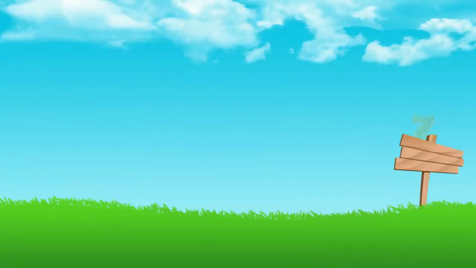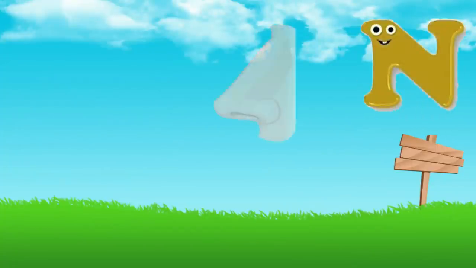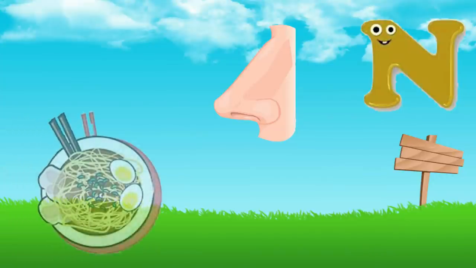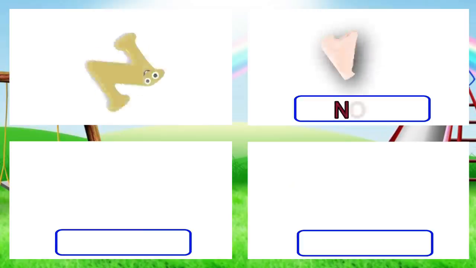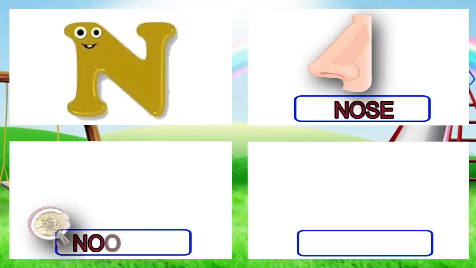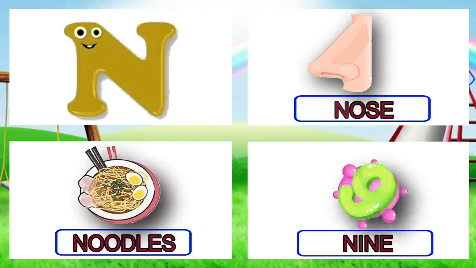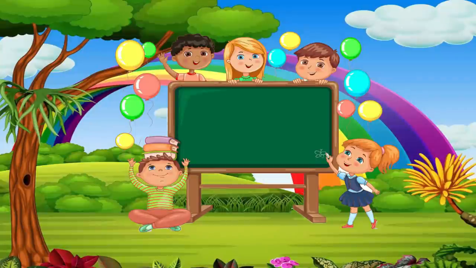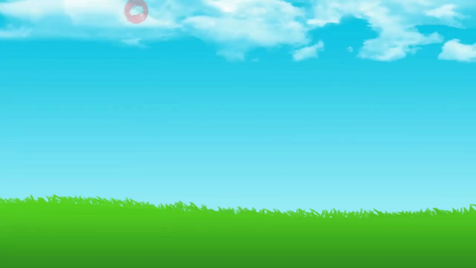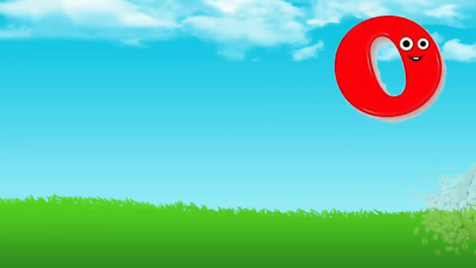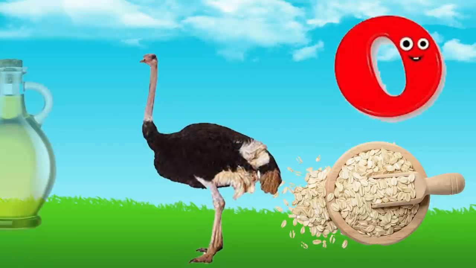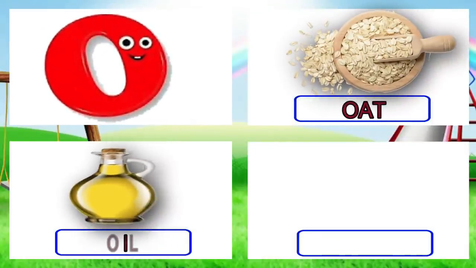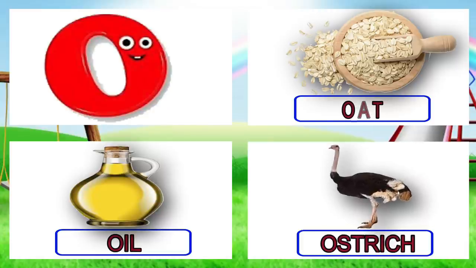N. N for nose. N for noodles. N for nine. N for nose. N for noodles. N for nine. O. O for oak. O for ostrich. O for oil. O for oak. O for oil. O for ostrich.